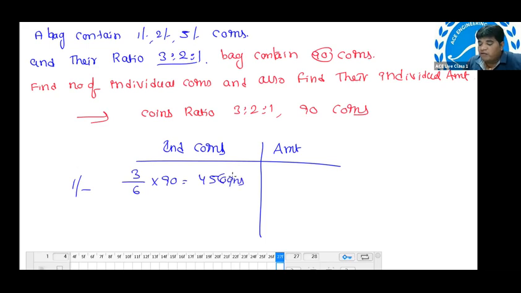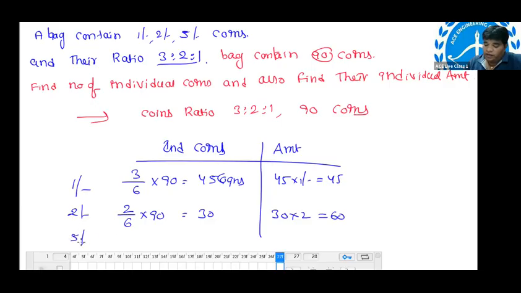45 coins means 45 into 1 rupee, that is equal to 45 rupees. For the 2 rupee coins, 2 ratios, 2/6 into 90, the answer is 30 coins. 30 into 2 is equal to 60 rupees. For the 5 rupee coins, 1/6 into 90 is equal to 15 coins. 15 into 5 rupees is equal to 75 rupees. When the coins ratio and total coins are given, first we get the individual coins, then the amount.